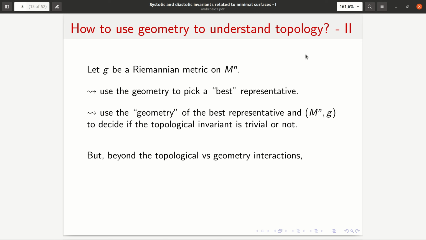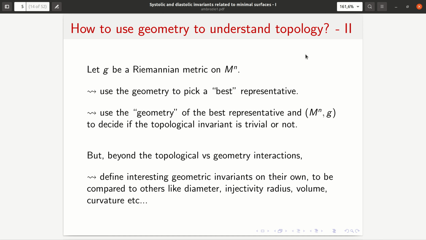Okay, this is a well-known idea. In the next slide I will show you it working in practice, but before that let me mention that by doing this, beyond understanding the interactions between topology and geometry, we can define geometric invariants that are interesting on their own. So interesting that we might want to compare them to other invariants like the diameter, the injectivity radius, the volume, the curvature, the other geometric invariants that are more familiar to us. So let me now show you an example of this two-step program on how to use geometry to understand topology.